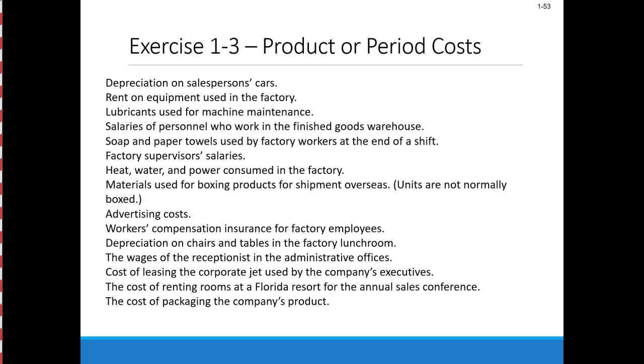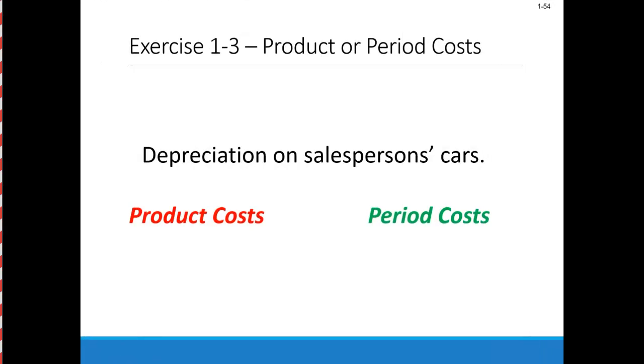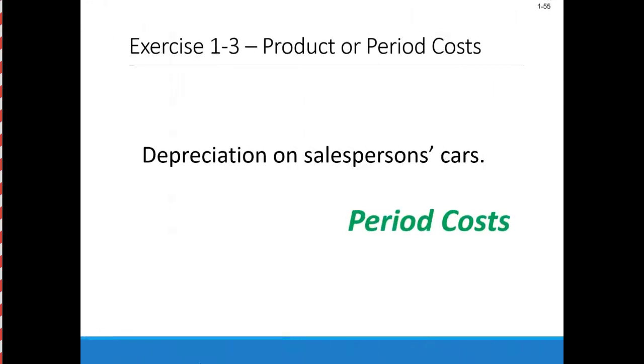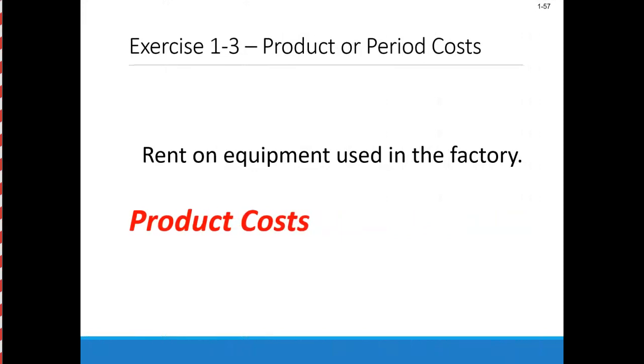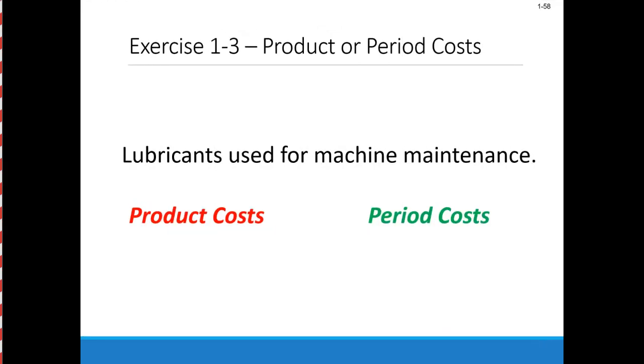Okay, what do you guys think? Depreciation on salesperson's cars. Is it part of the product? No. Period costs. Okay. See what we're doing here? Rent on equipment used in the factory. If it's used in the factory, guys, it's going to be a product cost, won't it be? Lubricants used for machine maintenance. Won't that be a product cost?